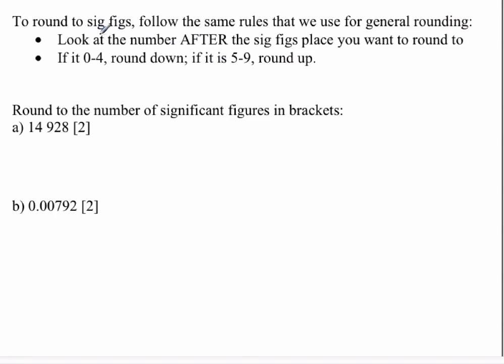Okay, so let's take a look at this. When rounding significant figures, always use the same rules as general rounding. Look at the number after, and so forth. If 0 to 4, round down. If 5 to 9, round up. So round to the number of significant figures in the bracket. So 2 significant figures. That means we would have to round this number. We'd look at this one here after it, which is higher than 5. So we round this up to 15,000. That's 2 significant figures. Here 2 significant figures means we just have these 2, so we need to look at this one here, which is less than 5, so we keep it the same, 0.0079.